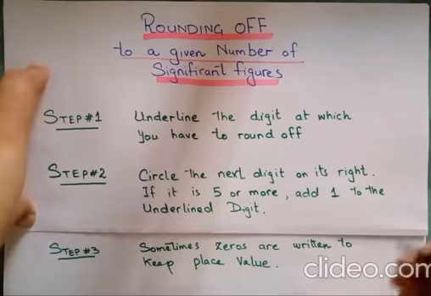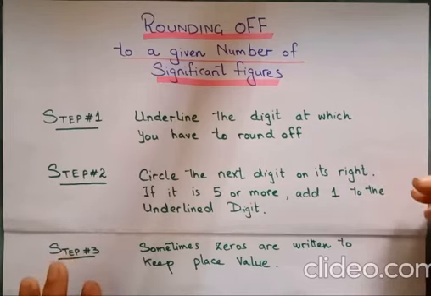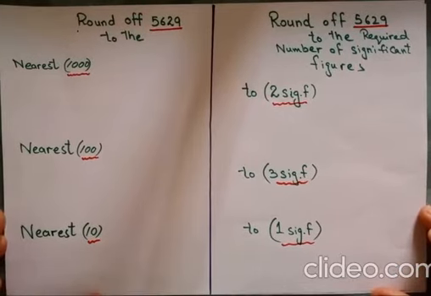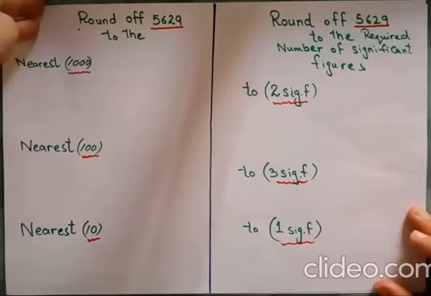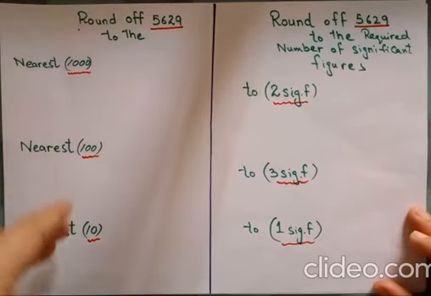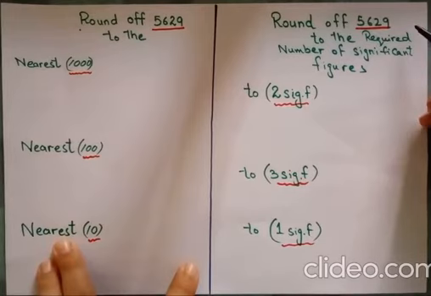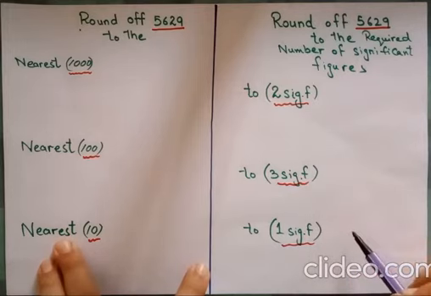Now we will see a few examples, and with those examples you will have a clear idea of how to apply these rules. Let's start. Here I have written an example, and first I will tell you how to round it off to the nearest 1000, tens and 100, and then the same number we will round off to the required number of significant figures, like 2 significant figures, then 3 significant, and 1 significant figure.